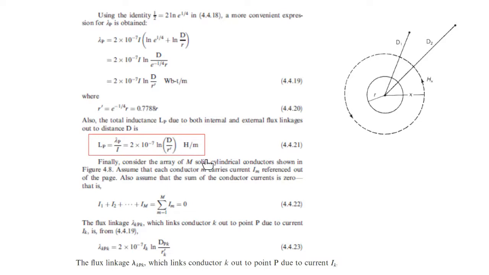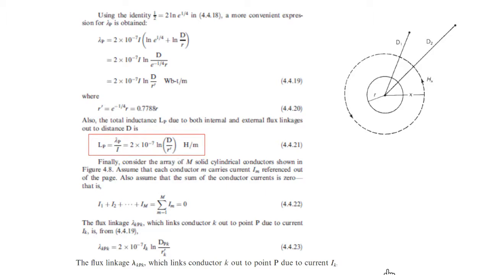Again, now we are talking about Henry per meter. This is per unit length. And then how long is the conductor? We just multiply by the length of the conductor, and we get the inductance. So the inductance depends on the radius of the conductor and the distance, how far the point is at which you want to measure the inductance. So the inductance depends on the radius of the conductor and the distance between the center of the conductor and the point.